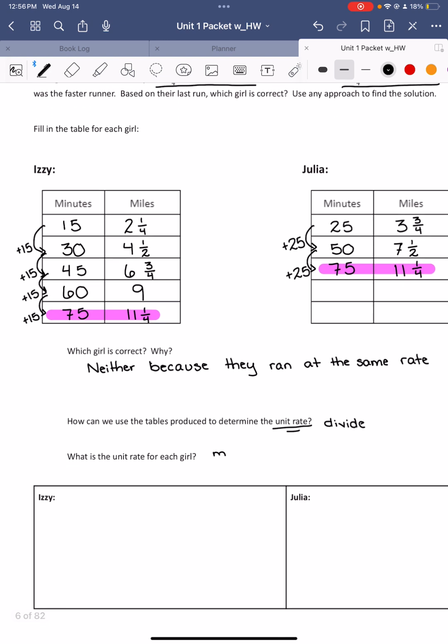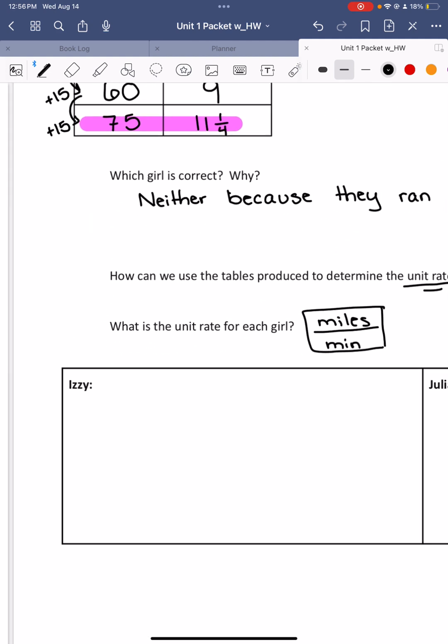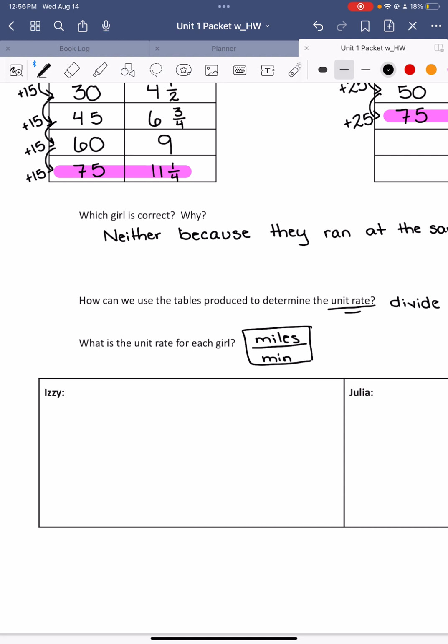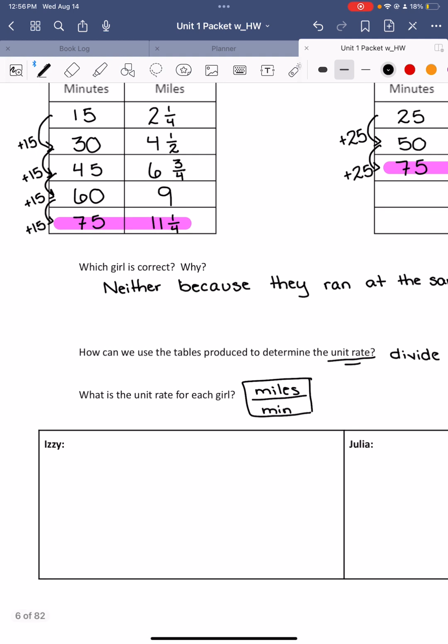So I'm going to create my label, miles, for how many minutes they've run. So miles over minutes. Then I'm going to set up my fraction. So Izzy, I could really use any of the minutes to miles in my table, but I'm just going to stick with what they gave me. So they said 2¼ miles in 15 minutes. So I'm trying to figure out how far she runs in just 1 minute.